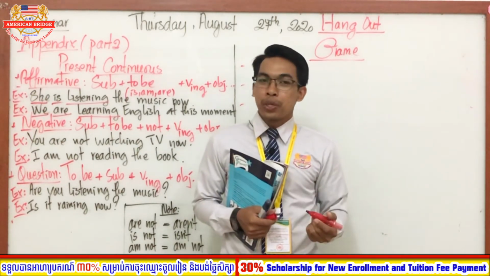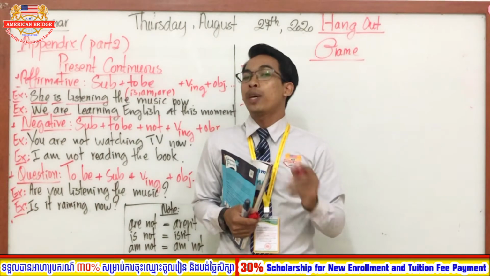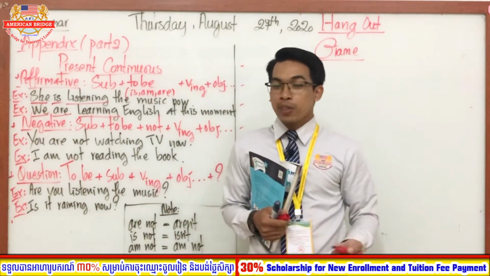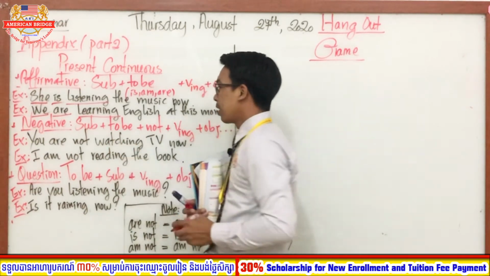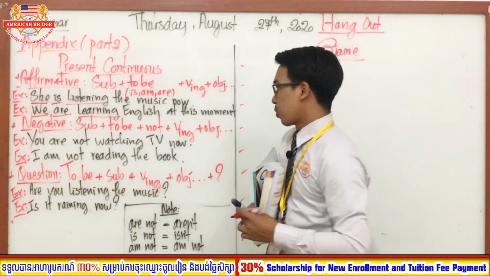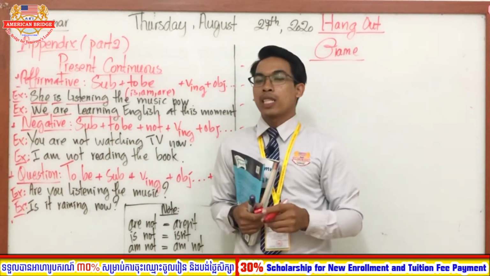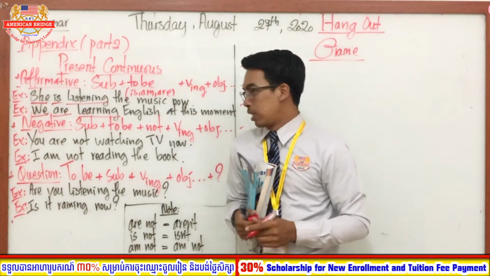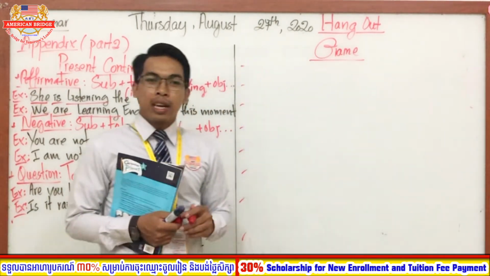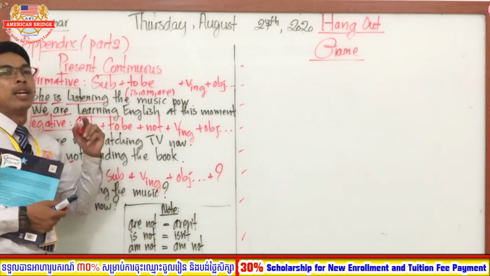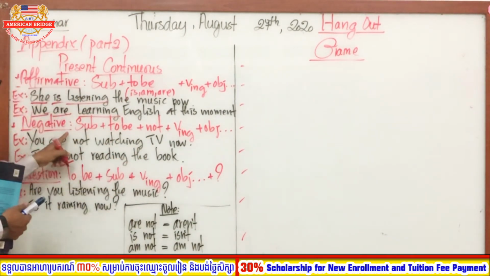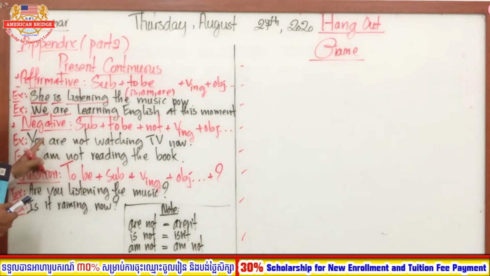So let's move on to the negative form. What is that? The negative form, the formula is subject plus to be plus not plus verb ing, and then the rest of the sentence, which is the object. You see? Good. So to be is the same, right? The same as in the first one: am, is, are. Very good. So now let's see the example.